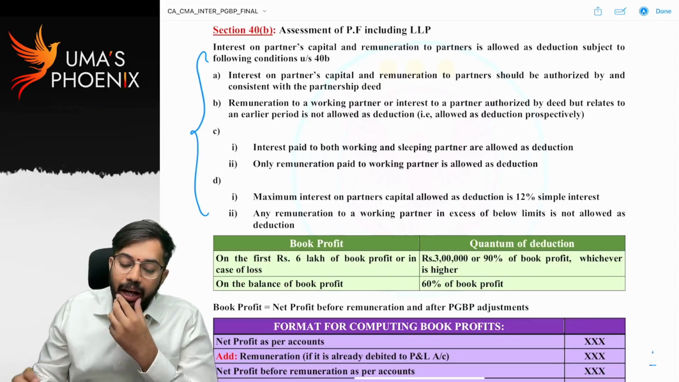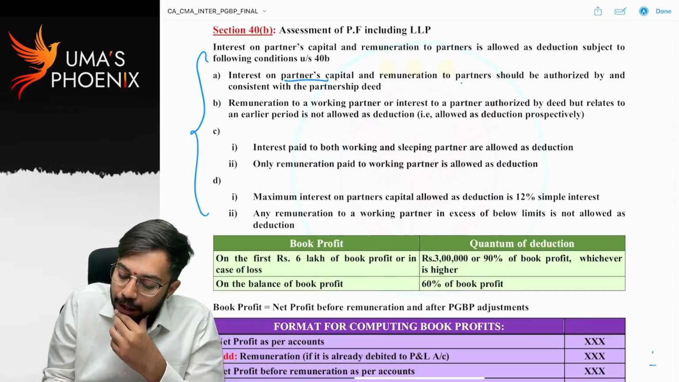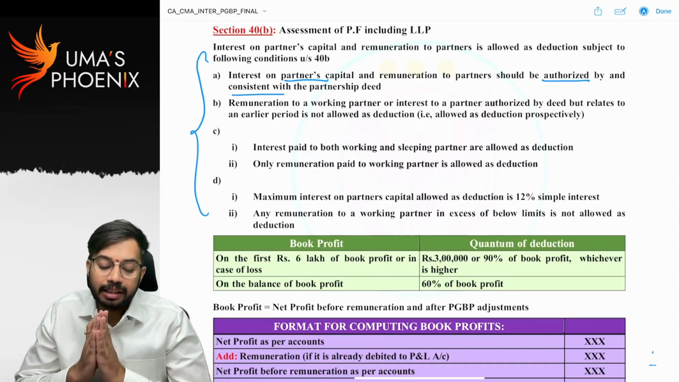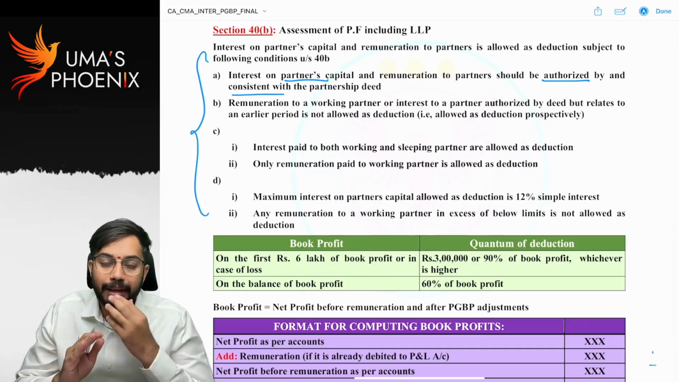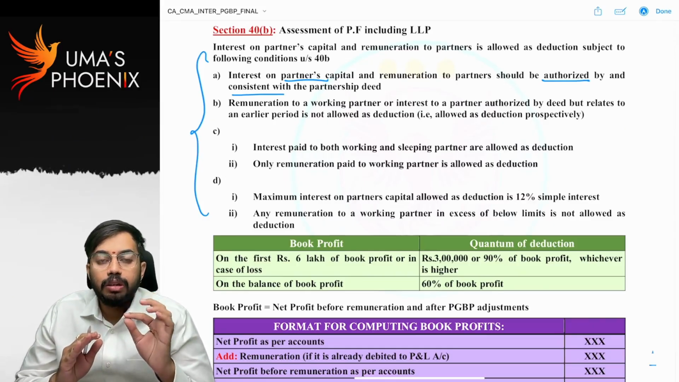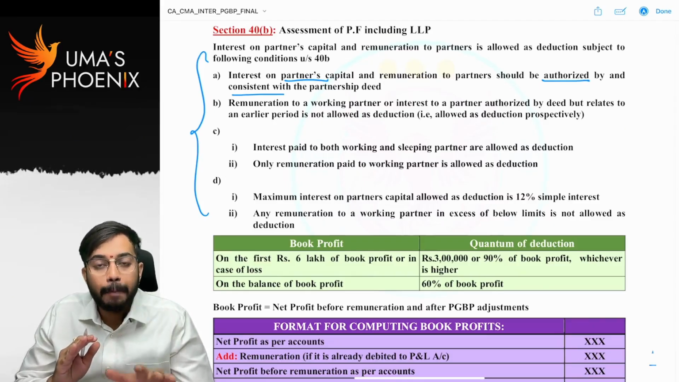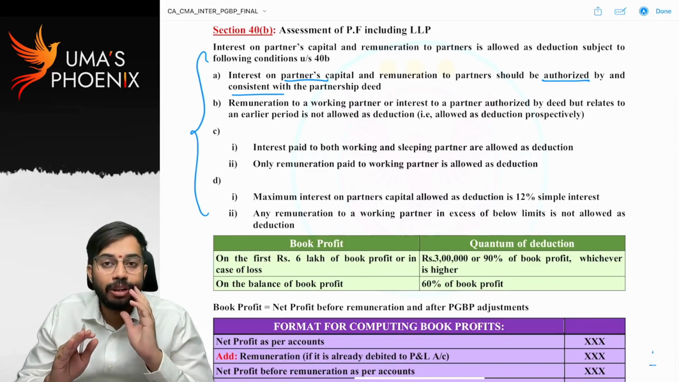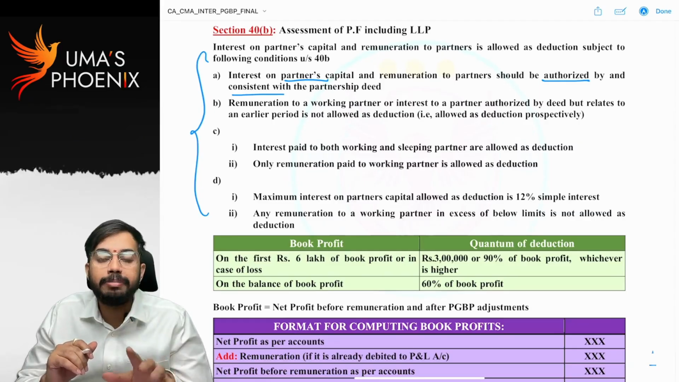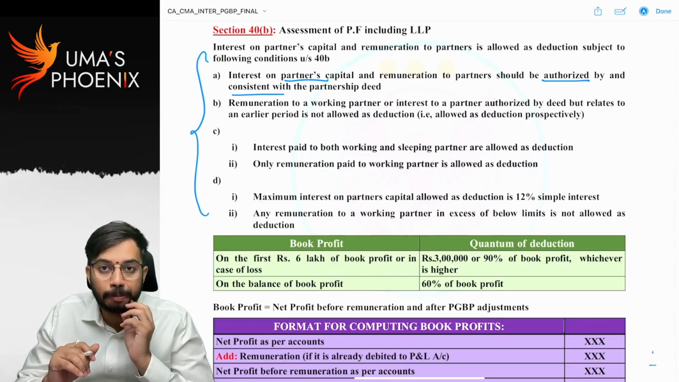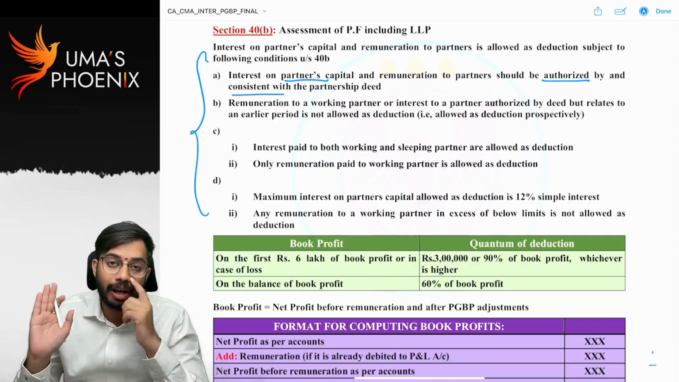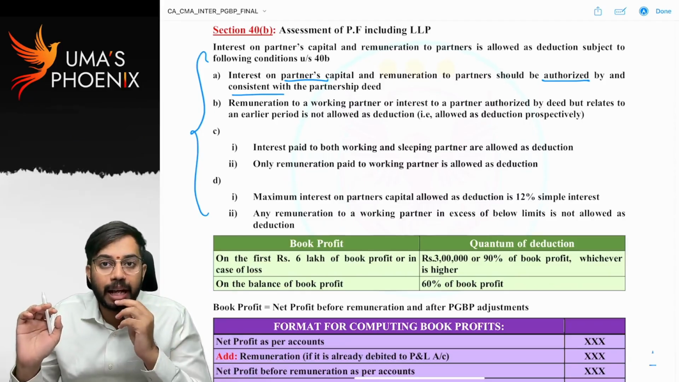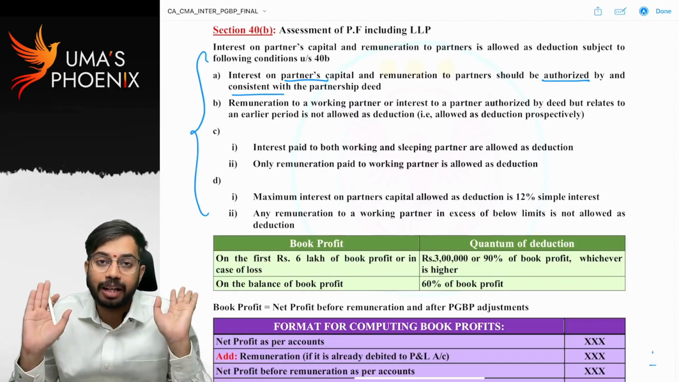Yes. First, interest on partners' capital and remuneration to partners should be authorized by, and not inconsistent with, the partnership deed. What do you mean by this? Only if the partnership deed authorizes payment of interest on partners' capital or remuneration to partners, then only those expenses are allowed as deduction. If the partnership deed is silent with regard to remuneration to partners, remuneration to partners is not allowed as deduction. If the partnership deed did not specify interest on partners' capital, then interest on partners' capital is not allowed as deduction.